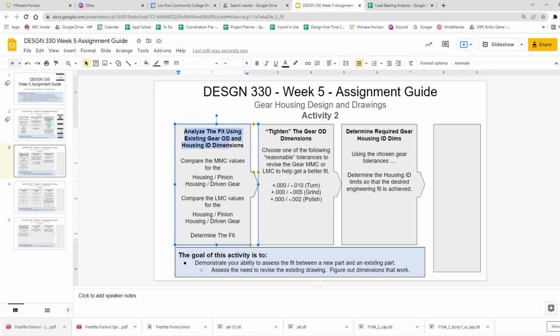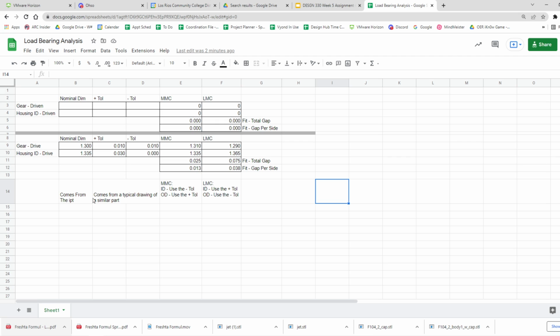So first we're going to analyze the fit using the existing gear OD and ID. And we'll compare all those values that we got and see if they meet the engineer's requirements. So let's go back to our bearing analysis sheet. And I see that we had the gear and the housing ID, and we found tolerances. And I'm only, again, doing this for the drive gear.